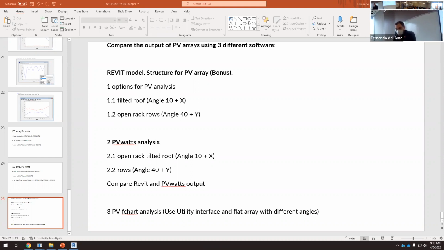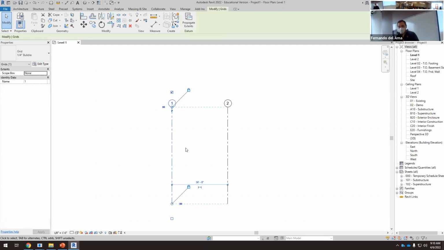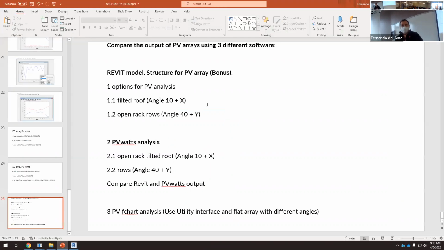So we are using Revit, PVWatts, and ARCH360. Let's start with Revit. In Revit, I have opened a file and I have just placed 2 grid lines, 30 feet apart, because we need to measure the area of the panels that we are using. There is no information about the area, and I don't mind. It can be 30 feet between the 2 grids, or 40 or 50, but we need this number because we need to measure the area of the PV array that we are using.